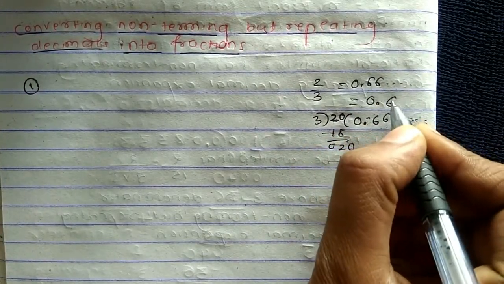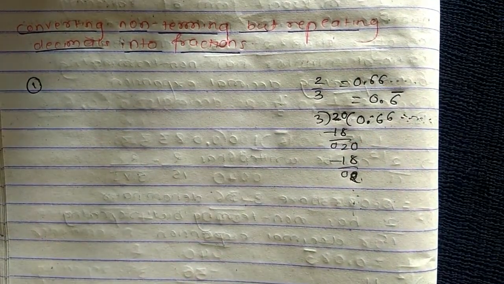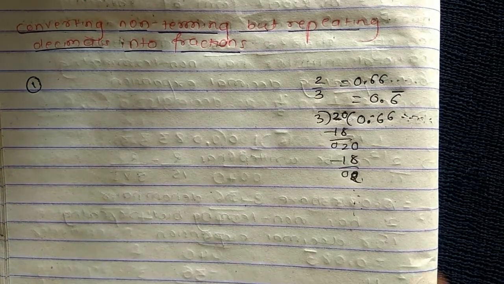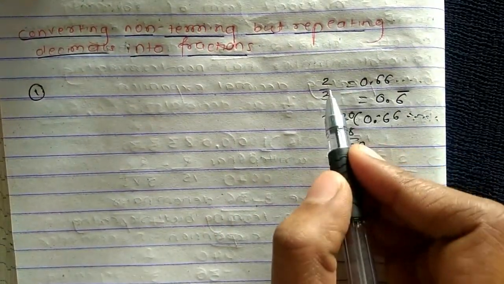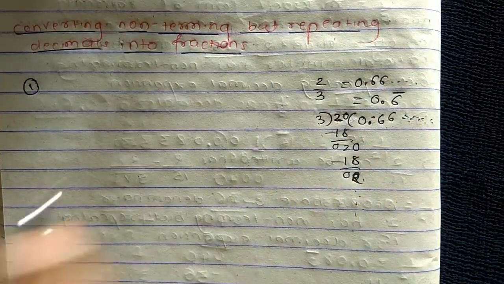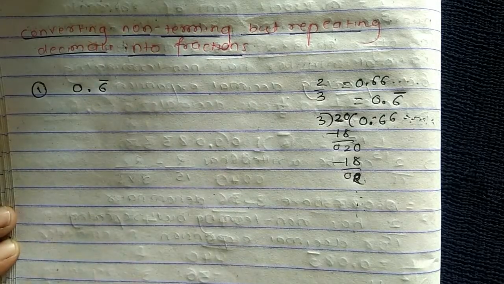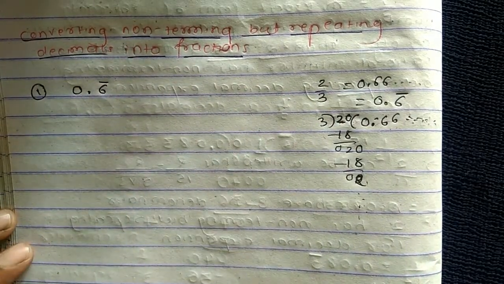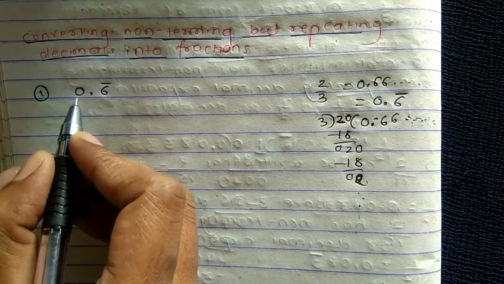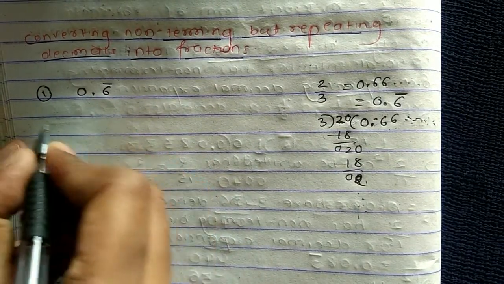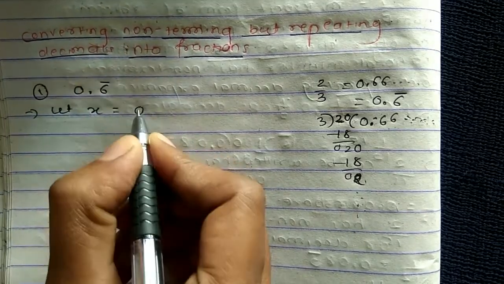Which digit is repeating? You can put a bar over it. I will take the same example and show you how 0.6 bar can be converted to 2 by 3. The question will be: convert 0.6 bar as a fraction. So first, we take x equals 0.6 bar.